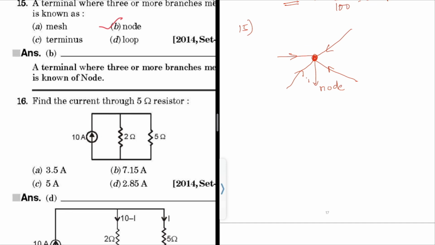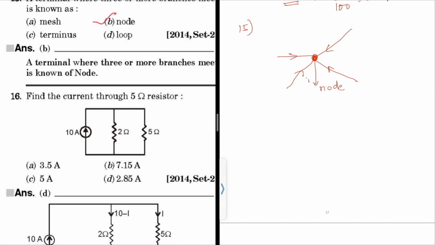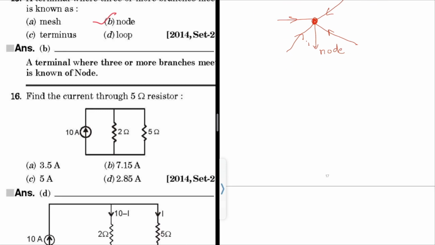Coming to the 16th question: find the current through the 5 ohm resistor. 10 ampere is given, with 2 and 5. This is simple current division, so 10 into 2 by (2 plus 5), which is 20 by 7. Approximately 3, so the approximate answer is 2.85.